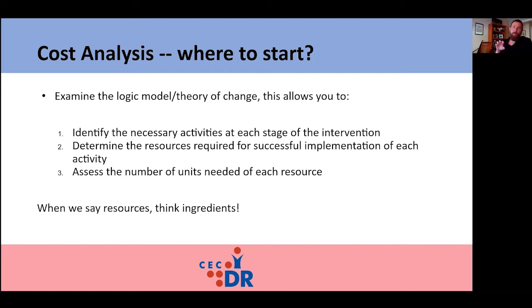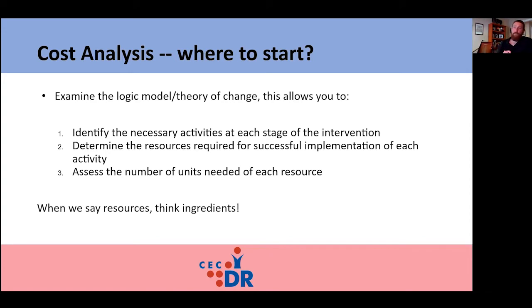So each part of your theory of change is going to demand that certain activities are done. So once you think of all the different activities that are necessary across the different stages of the intervention, you can then think about what are the resources that are required for a successful implementation of each of those activities. So once you have those resources figured out, you can then think further about the number of units needed for each of those resources for successful implementation.